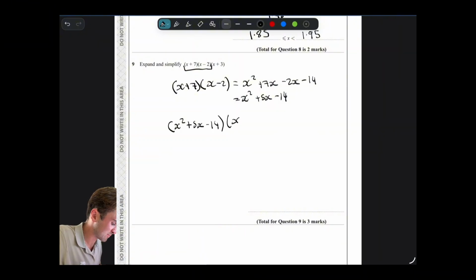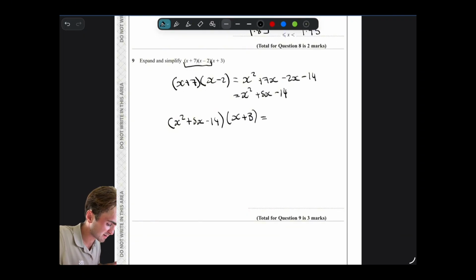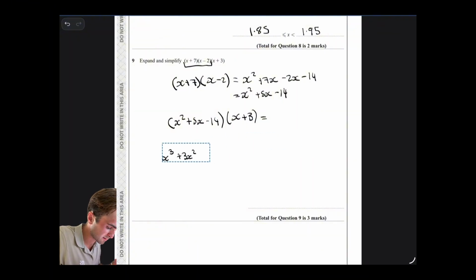And then we're going to times by x plus 3. So a little bit harder this time, guys. Not too hard. So the x squared times by the x, so we get x cubed plus 3x squared, our first two terms. This is going to be a bit longer, so I'm going to move it down.